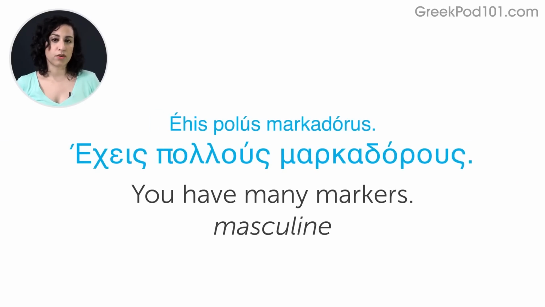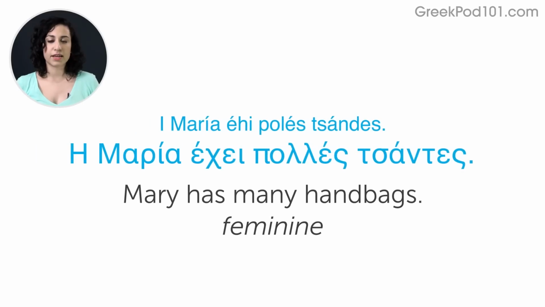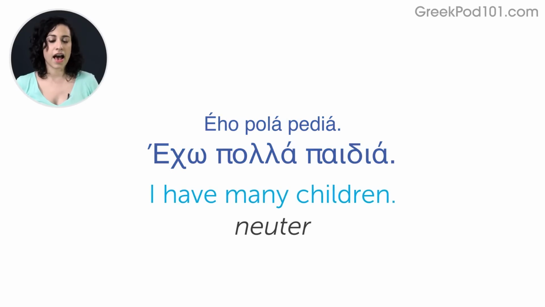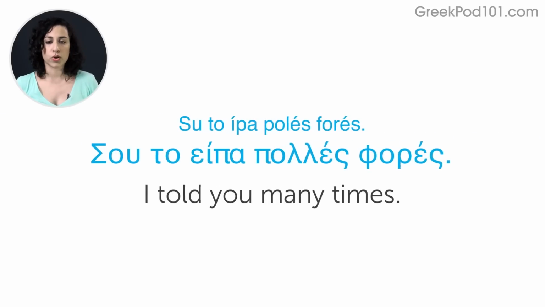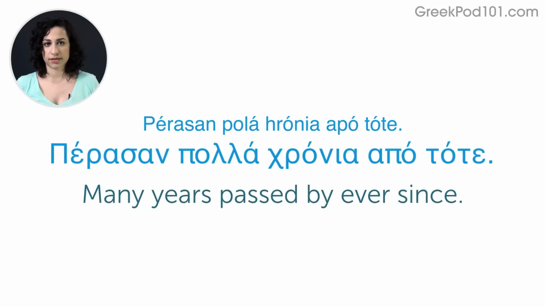Έχεις πολλούς μαρκαδόρους. You have many markers. Η Μαρία έχει πολλές τσάντες. Mary has many handbags. Έχω πολλά παιδιά. I have many children. Keep in mind that in the plural, the adjective is spelled with double lambda. For example, σου το είπα πολλές φορές. I told you many times. And πέρασαν πολλά χρόνια από τότε. Many years passed by ever since.